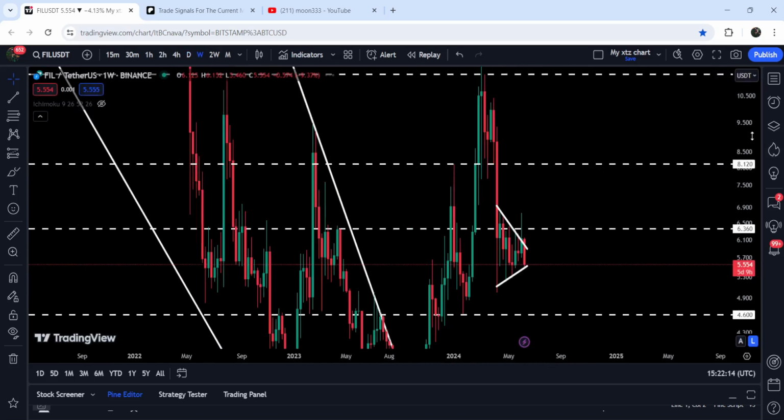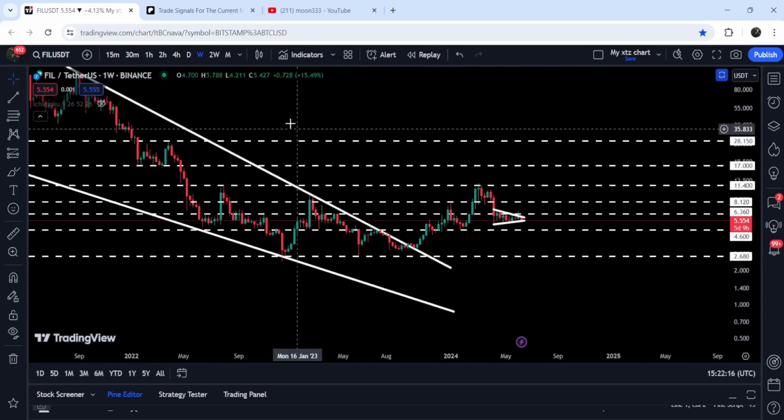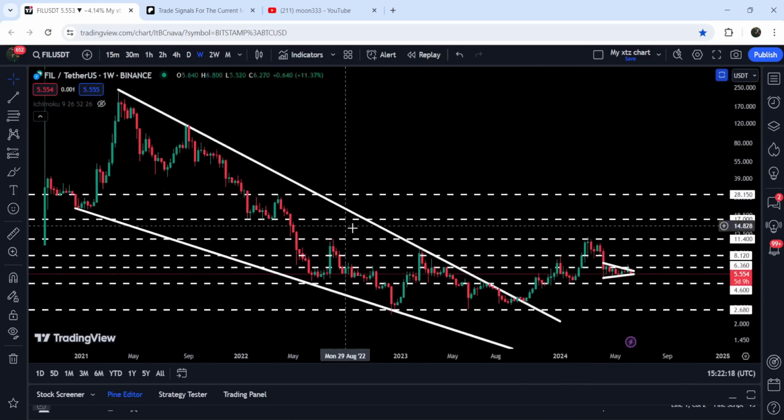And I would also like to show you once again this very massive breakout that has happened on the 7-day time frame chart from this very big falling wedge pattern.